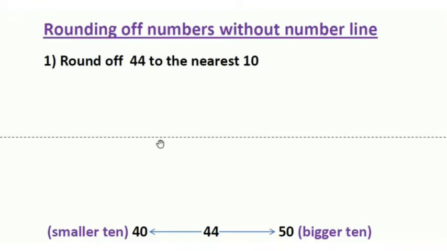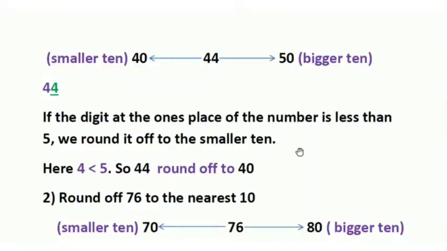Now 40 is the smaller 10 and 50 is the bigger 10. 40 and 50 lie around 44. If the digit at the ones place of the number is less than 5, we round it off to the smaller 10. If the digit is 5 or above 5, you round off to the bigger 10.